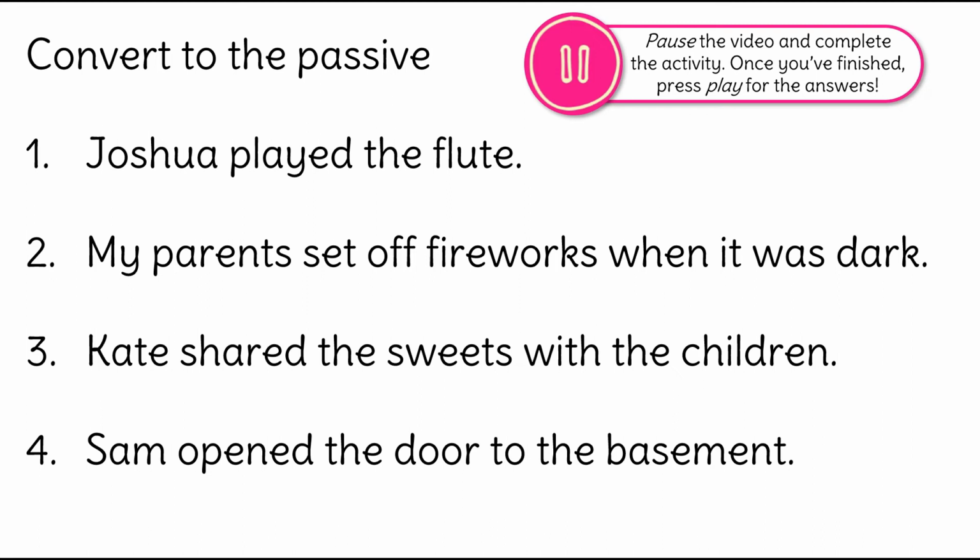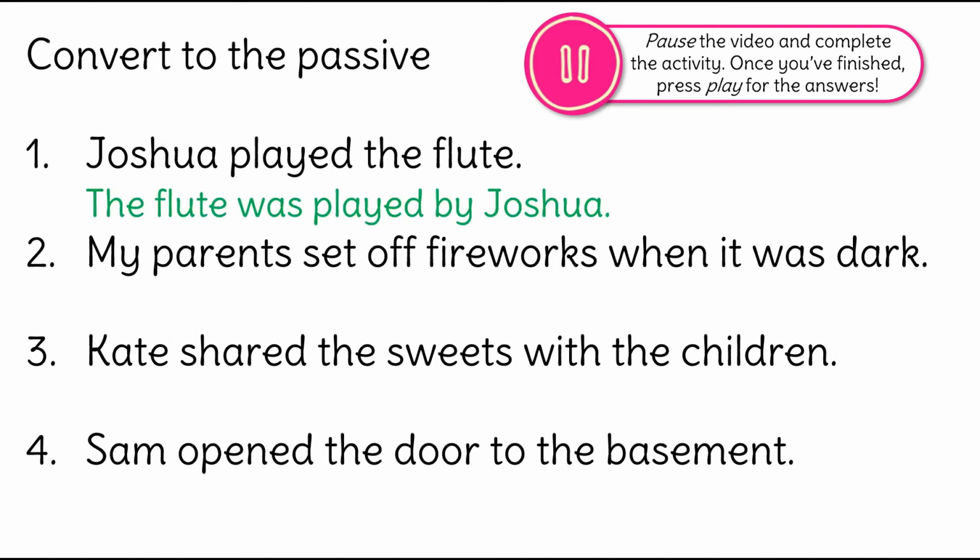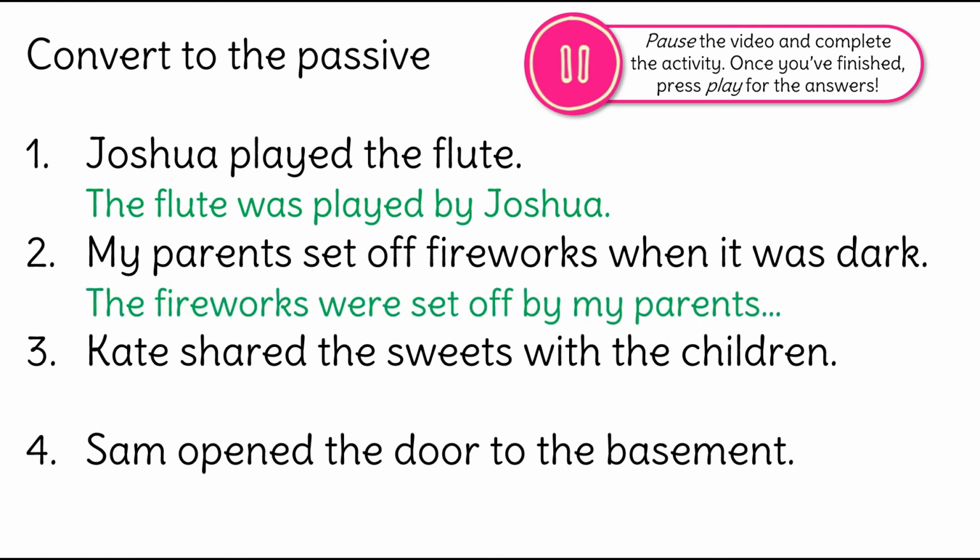Okay, so in number 1, Joshua played the flute. The object in this sentence is flute, so flute becomes a subject in our passive. The flute was played by Joshua. Number 2, my parents set off fireworks when it was dark. Fireworks is the object, so fireworks becomes the subject. The fireworks were set off by my parents when it was dark.